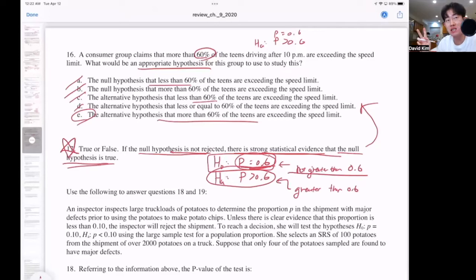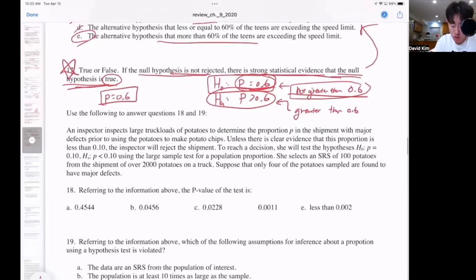So to phrase it a little bit more appropriate to a statistical setting, we need to say it like this, not the fact that the null hypothesis is true, because if that's true, then you're literally claiming that exactly 60% of the teenagers are driving after 10 p.m. But in reality, it's actually less than or equal to 0.6, but it has to be stated in a way much more geared towards the alternative hypothesis. That's what I mean by that. Okay, so that's 17, so it's going to be false for this one.